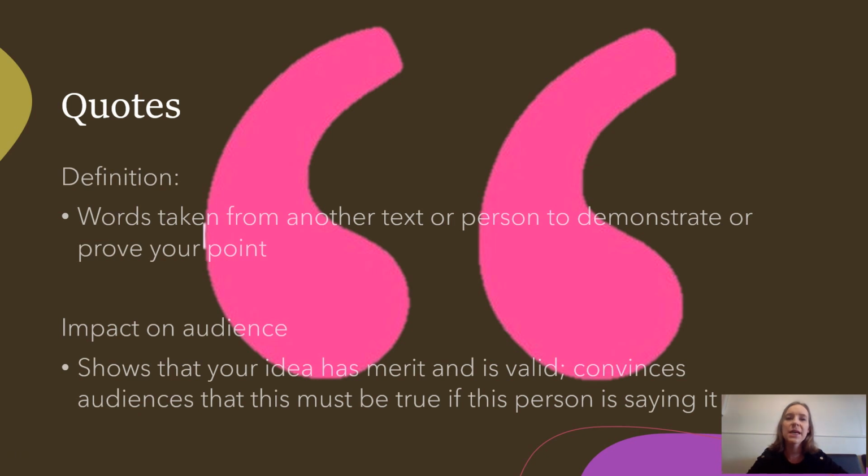Quotes are words taken from another text or person to demonstrate or prove your point. It shows the audience that your idea has merit and is valid. It convinces them that your perspective must be true if this person is saying it.